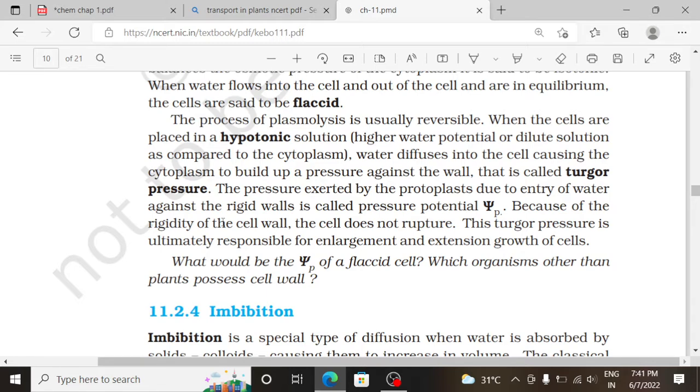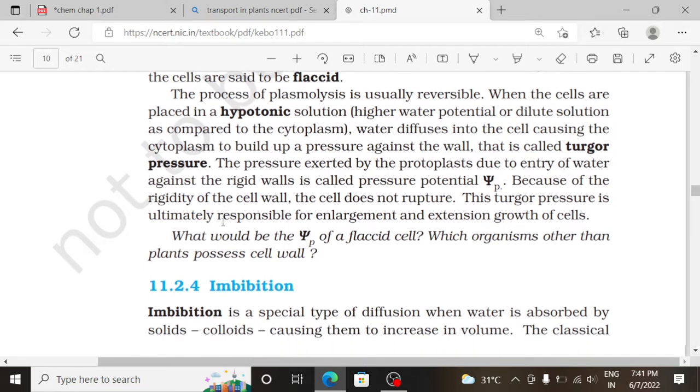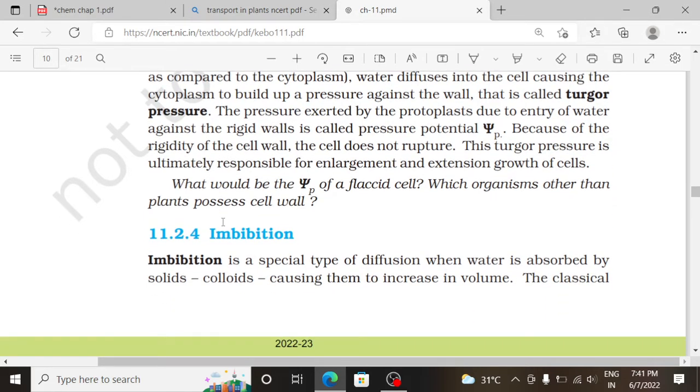That is called turgor pressure. The pressure exerted by the protoplasts due to entry of water against the rigid walls is called pressure potential, that is psi P. Because of the rigidity of the cell wall, the cell does not rupture. This turgor pressure is ultimately responsible for enlargement and extension growth of cells.